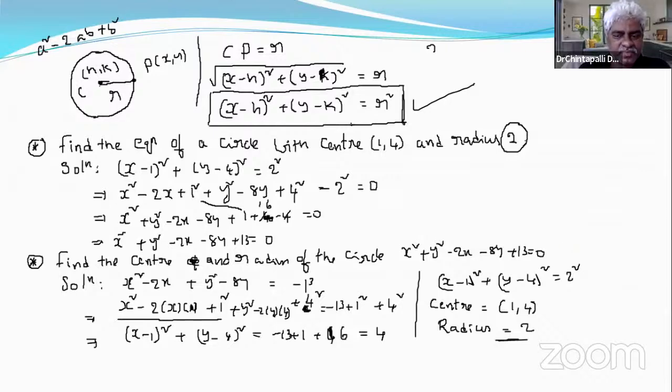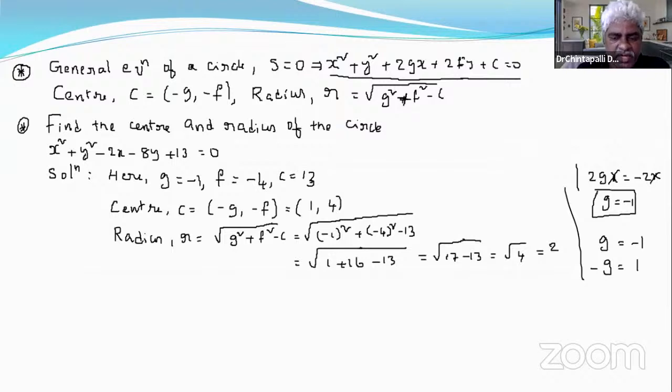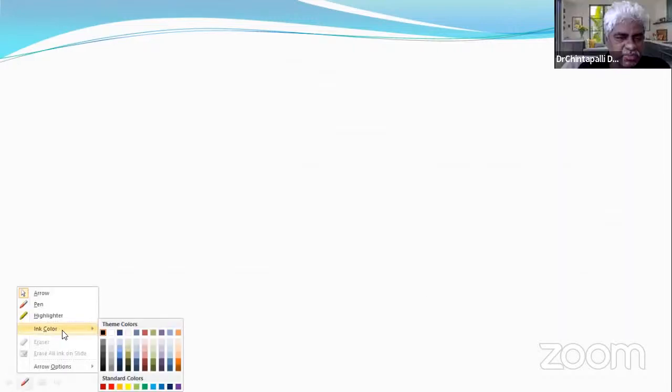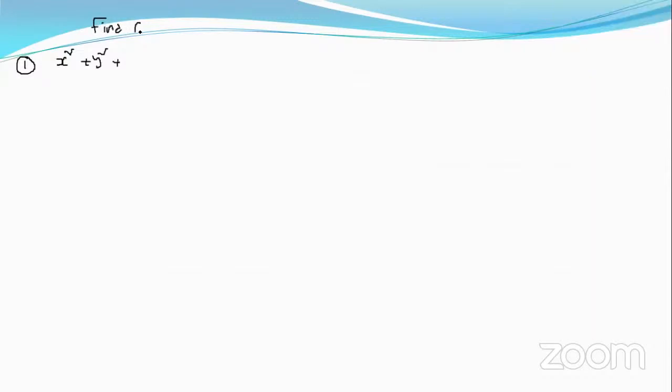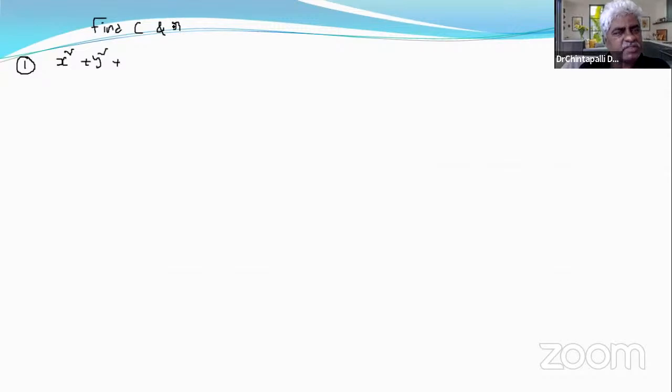Now I am giving a few sums as homework because homework is very important to develop math skills. How many sums do you want me to give? It's up to you, sir. X square plus y square, find C and R. Capital C means center. Small c means the constant in the equation, right?